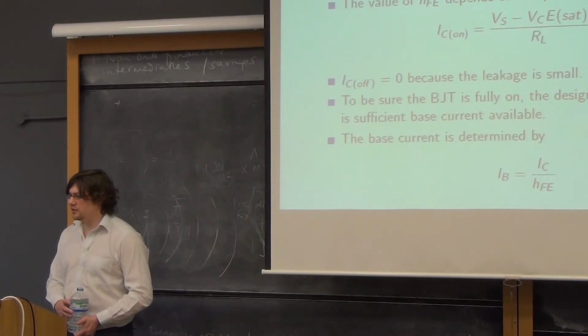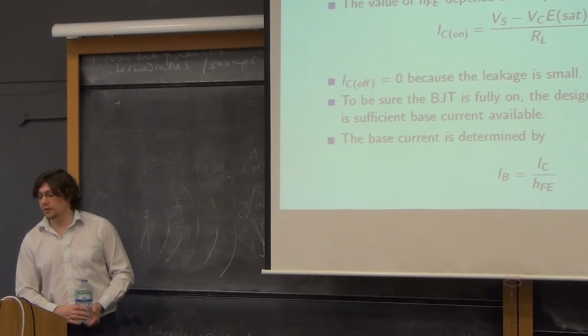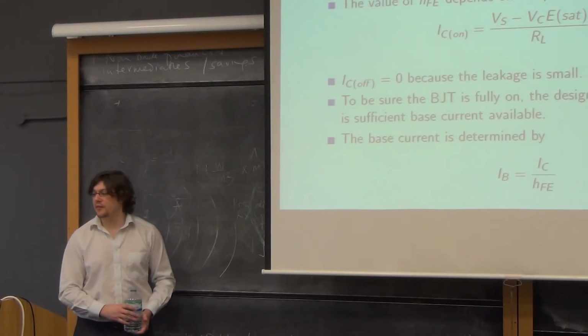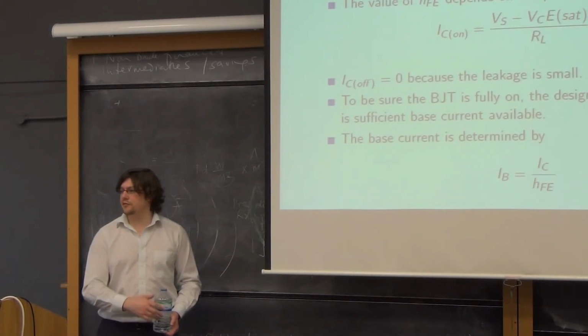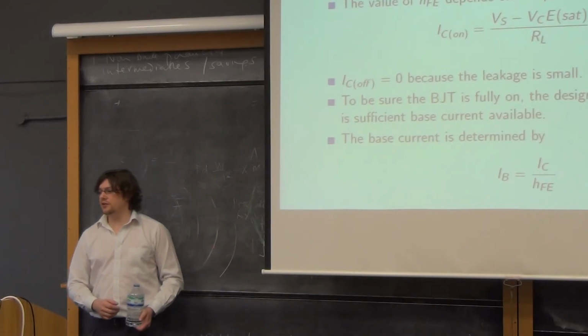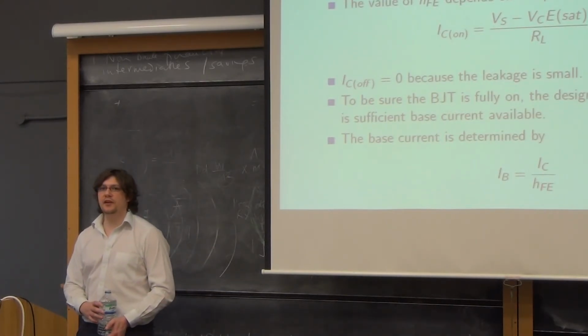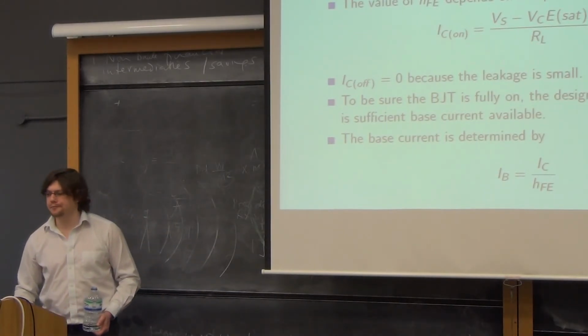And the base current is determined by IB is IC upon HFE. So we've got a value for IC from equation 5, and then we can sub it into equation 6 and find out what the IB is that we need to supply.